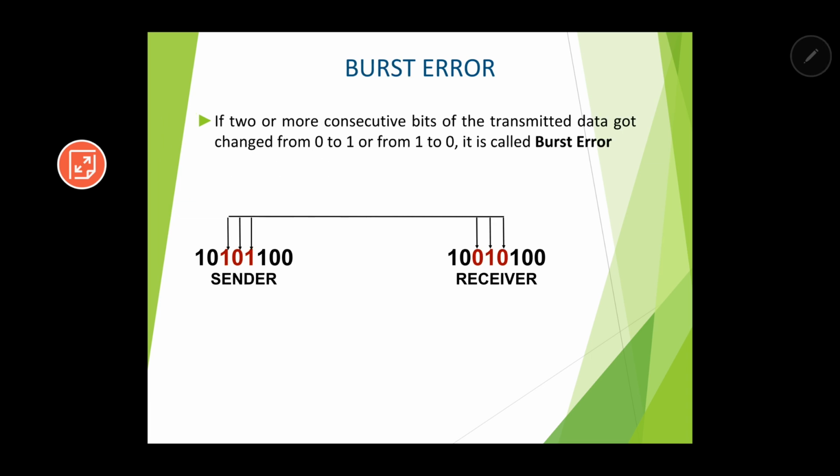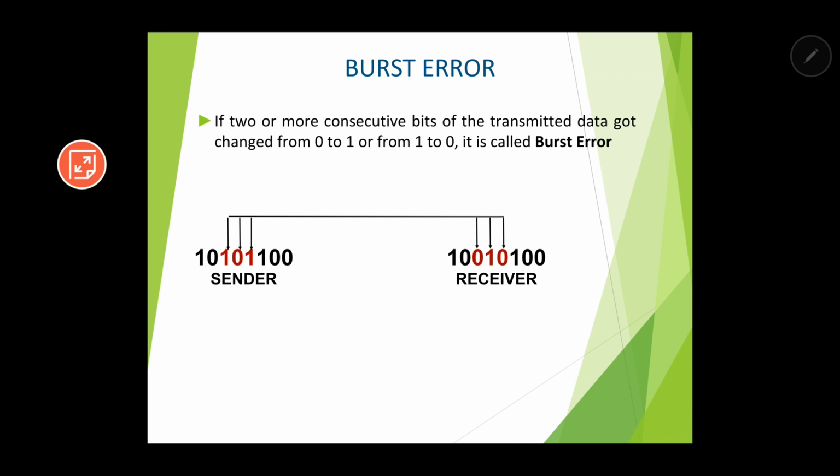The last type of error is burst error. In case of burst error, two or more consecutive bits get affected. For example, at the sender, you can see that 101 got changed to 010, and these three are consecutive bits.